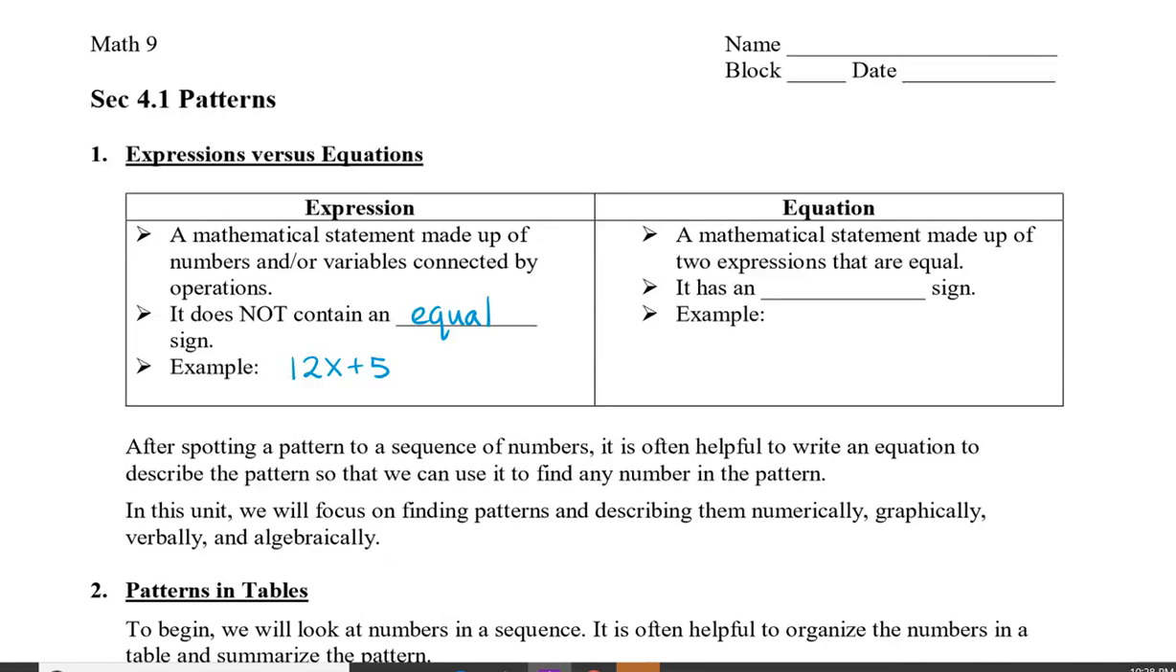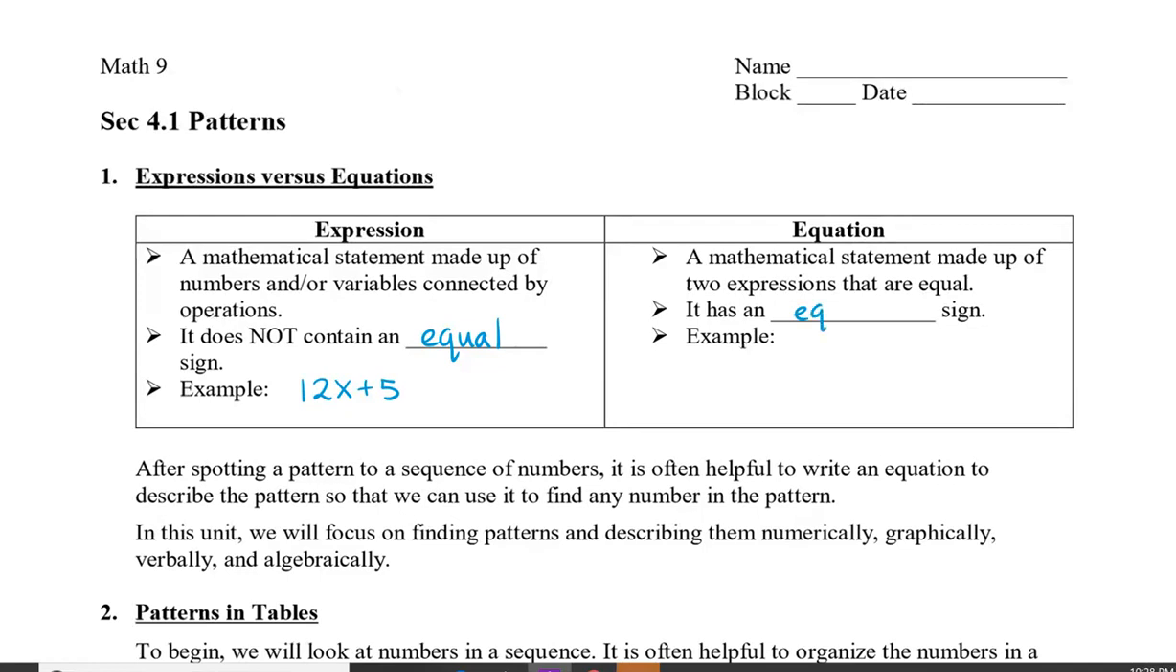Now we contrast that with an equation. So an equation is a mathematical statement made up of two expressions that are equal. So because they're equal, it does have an equal sign. So for example, using the same expression I wrote on the left, we could write y equals 12x plus 5. So notice that the expression doesn't have an equal sign, whereas the equation does.